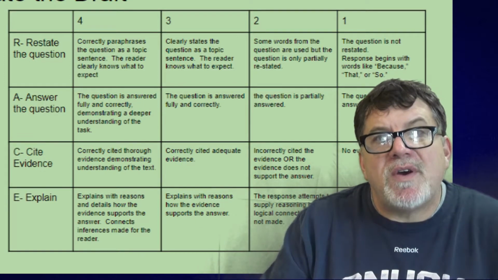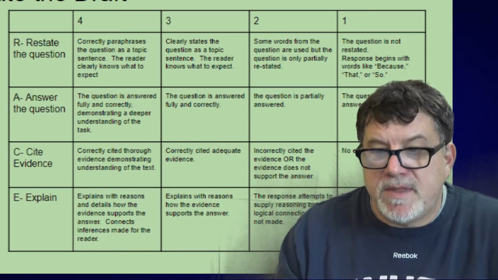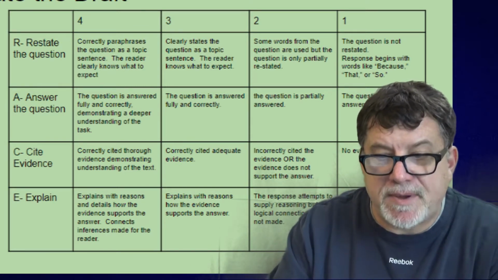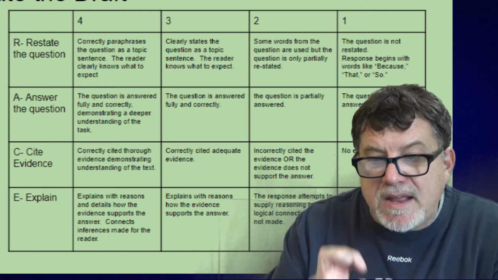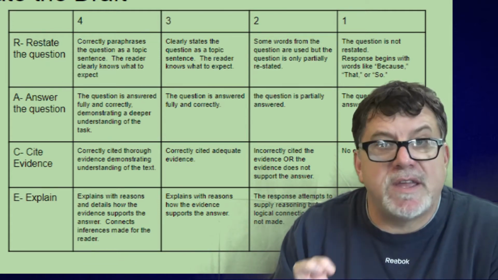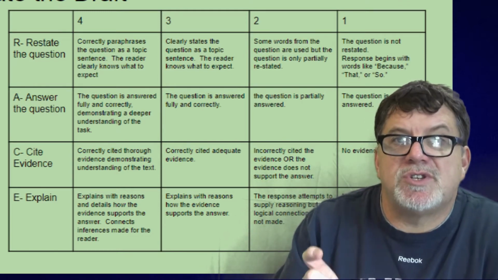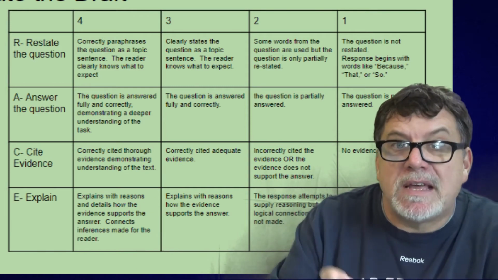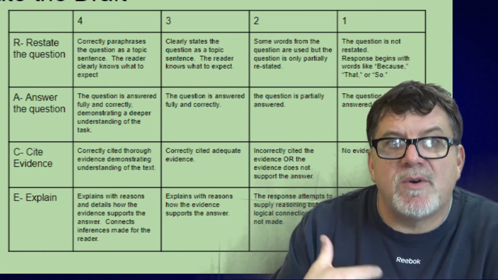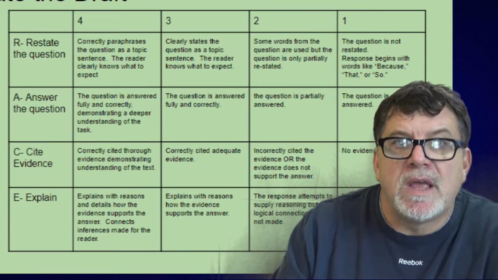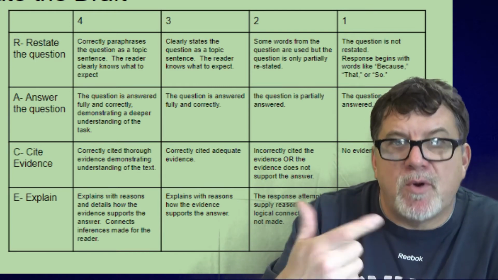Then you want to evaluate it, and you want to use this rubric here. If you look at the third column, it says that you want to clearly state the question as a topic sentence. The reader should know what to expect. That's the R in restate. In answering the question, the question should be answered fully and correctly. For your evidence, you should correctly cite adequate evidence, which is, in lesson 1, this happened. In lesson 2, they said this. Then your explanation will start with this shows, or for example, or this means, and you're explaining why that piece of evidence supports your answer.